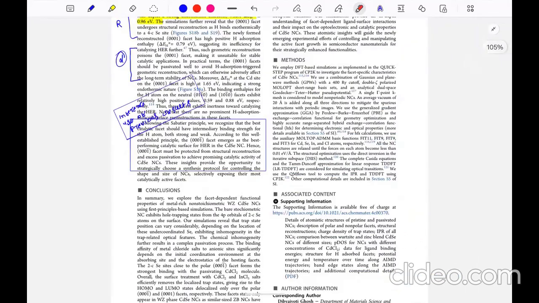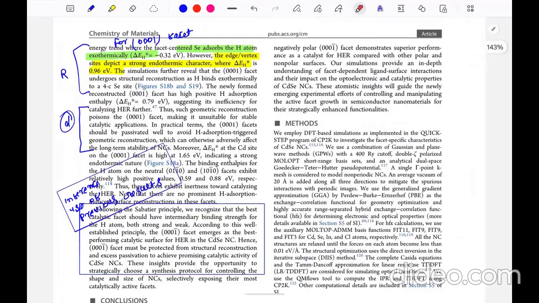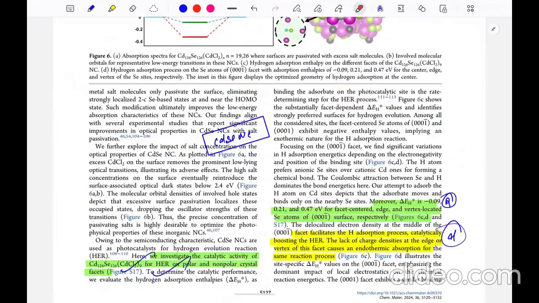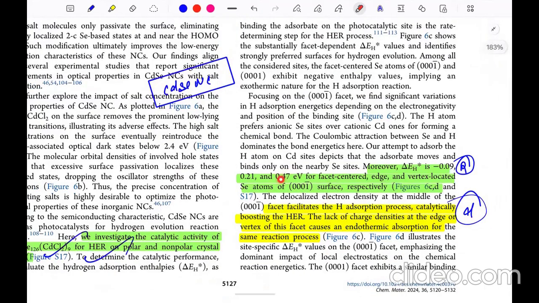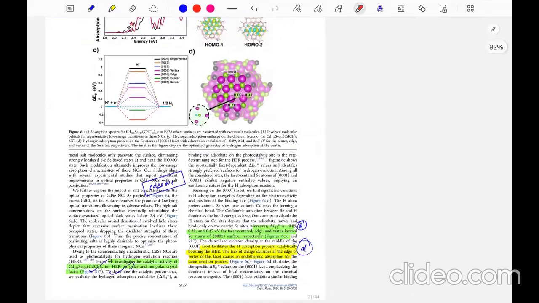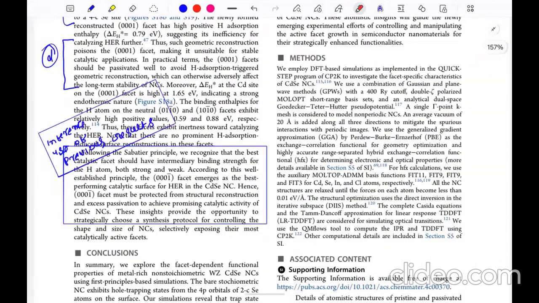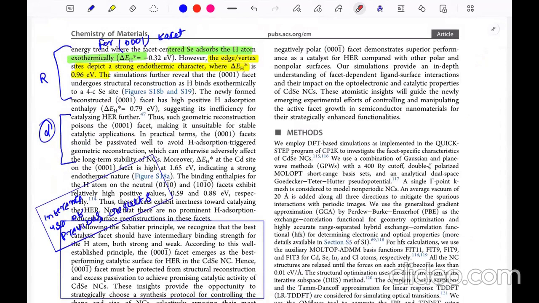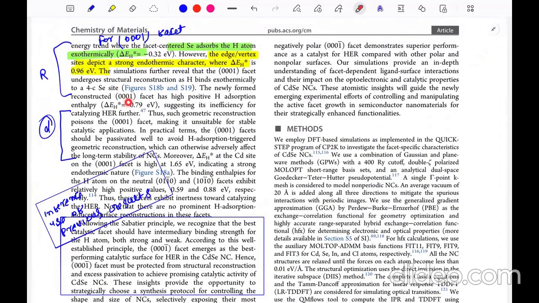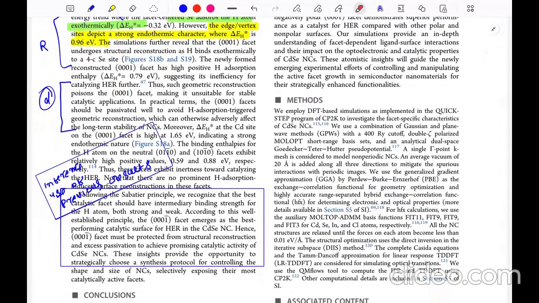Here also they have talked about this for the 0001 facet, and on the next page, this is for the 0001 bar facet. That was for the 0001 bar facet, and this is for the 0001 facet. So this is the result, and this part is inference, the use of previous results to explain their results.